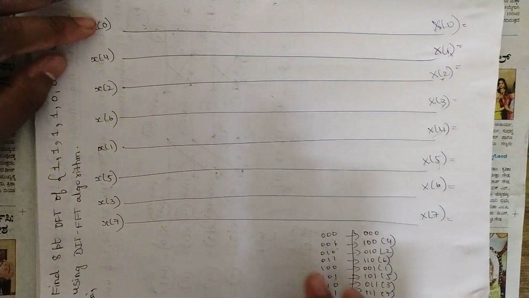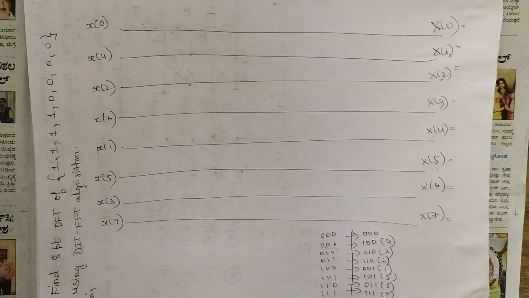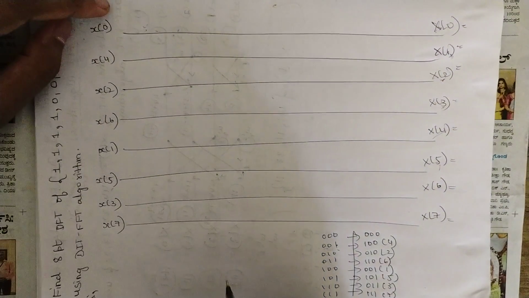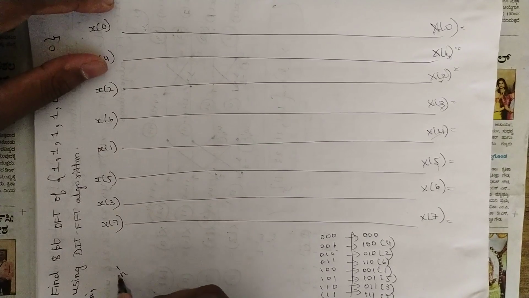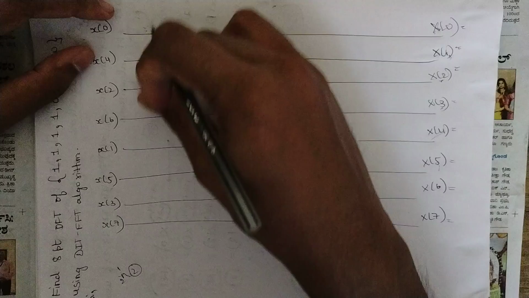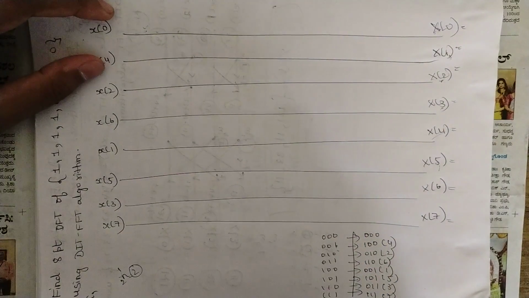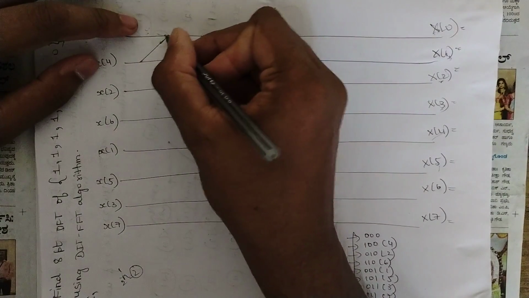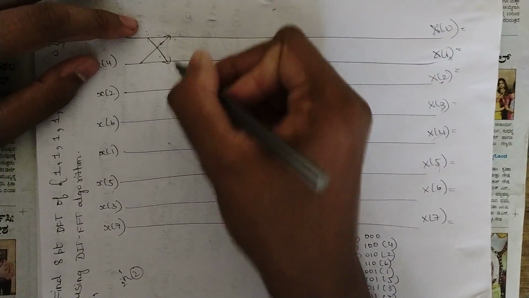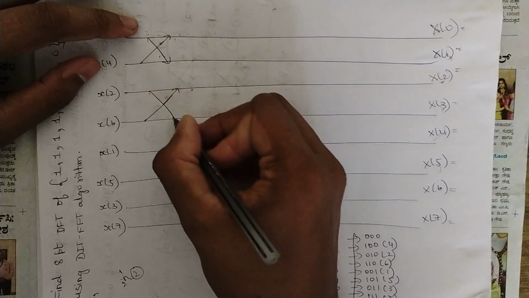Now, how to draw the structure: I told you, it is Radix-2, that is 2 power n. The first value is n equal to 1, so 2 power 1 is 2. That is, we need to make pairs of 2, so 4 pairs are possible. First do the pair of 2 and draw the arrows like this: one upwards, one downwards, up, down.